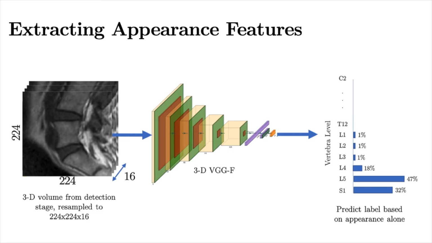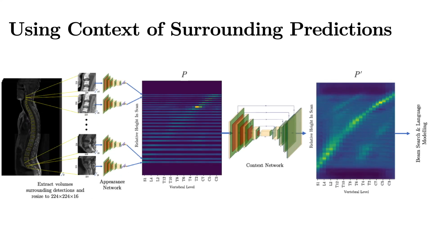The first part of our method considers appearance alone. We extract a 3D volume surrounding each detection and attempt to determine the level of that vertebra from the volume alone using a simple 3D convolutional appearance network. Here we see a detection of an L5 vertebra assigned a 47% probability of being L5 and a 32% probability of S1 based on appearance alone.